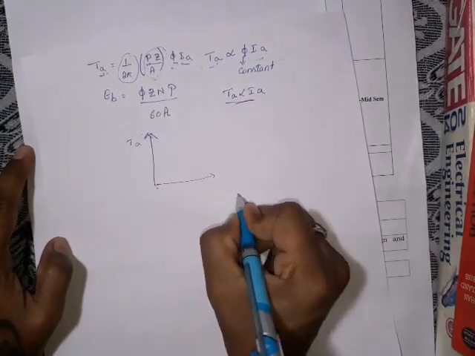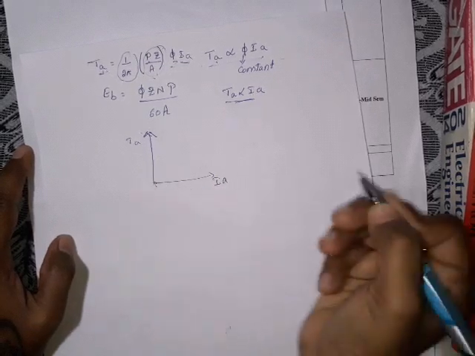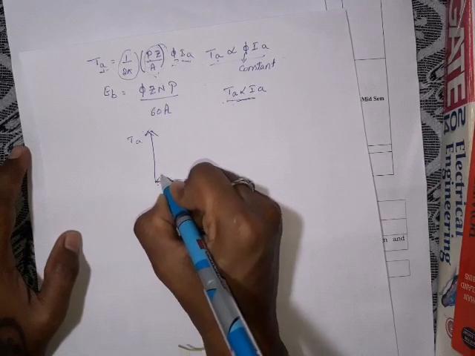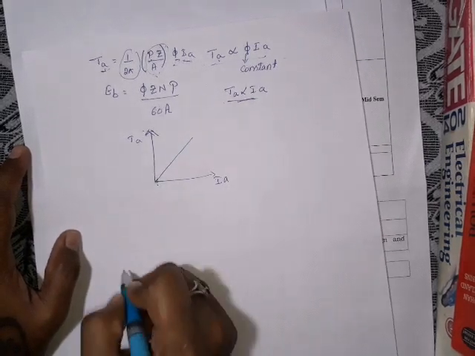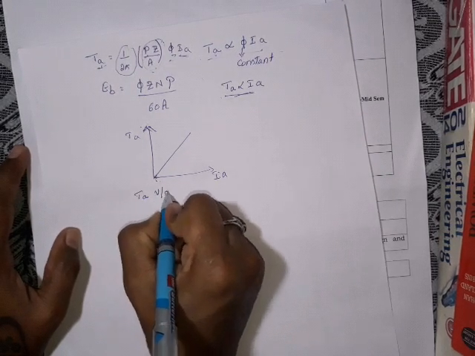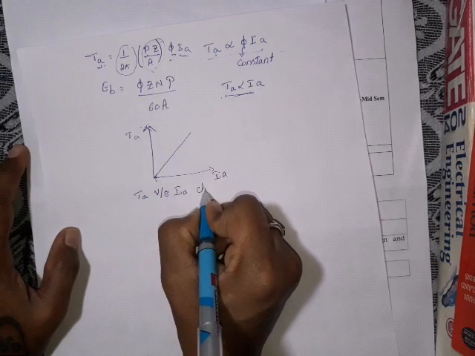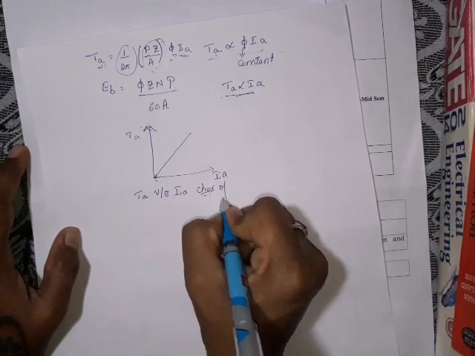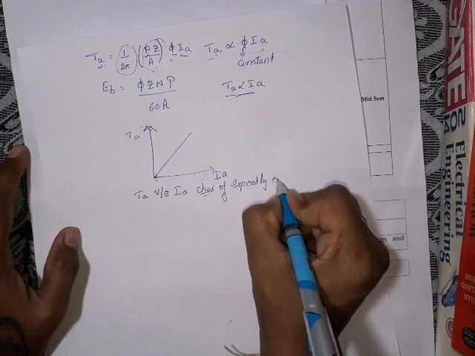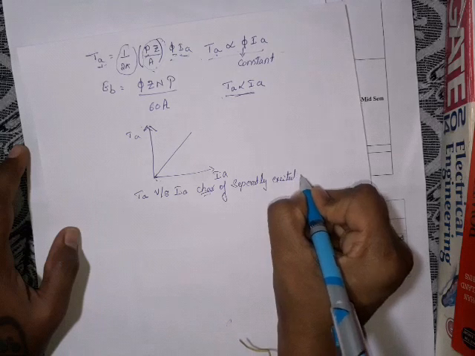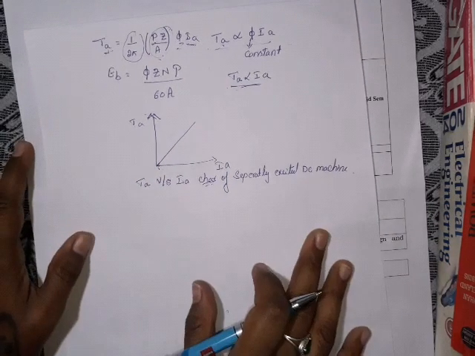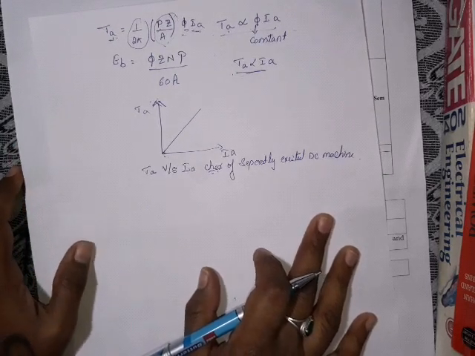So this is TA, this is IA. How will the graph look? These two are directly proportional. Directly proportional means a straight line passing through the origin. So this is the armature torque versus armature current characteristic of the separately excited DC machine. So we are done with the first characteristic.